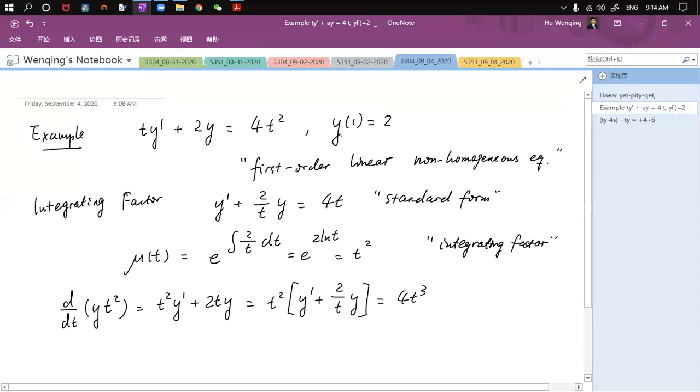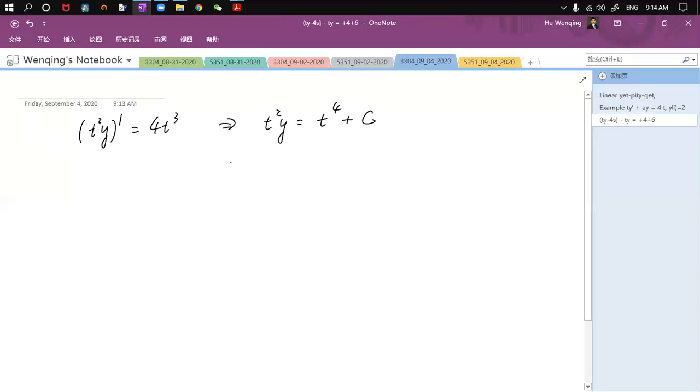Well, that means you just use y(1) equal to 2. So y(1) is equal to 2, which means that 1 squared multiplied by y(1) is equal to 1 to the power of 4 plus c, because you set t equal to 1. So this is going to tell you that 2 is equal to 1 plus c, so c is equal to 1.